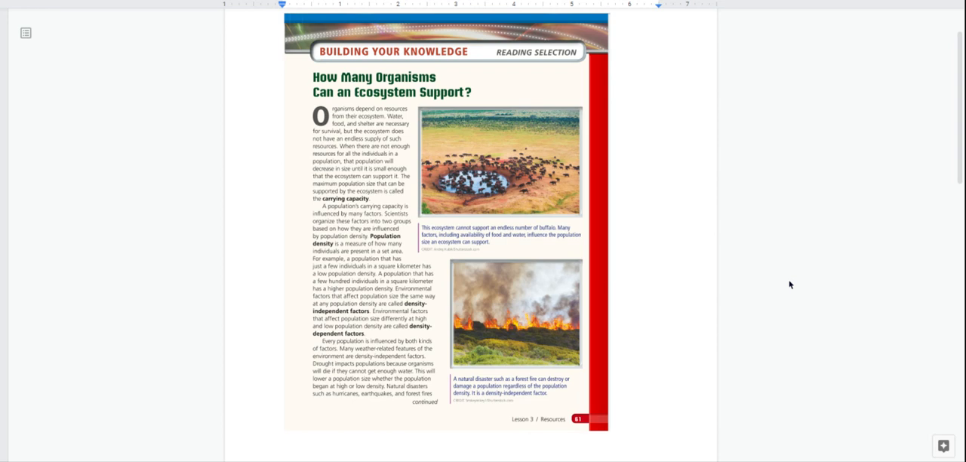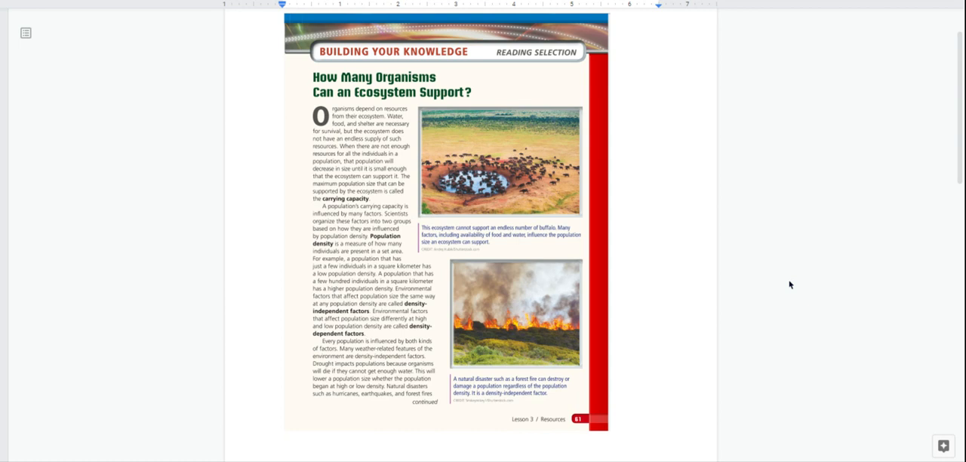Organisms depend on resources from their ecosystem. Water, food, and shelter are necessary for survival, but the ecosystem does not have an endless supply of such resources. When there are not enough resources for all the individuals in a population, that population will decrease in size until it is small enough that the ecosystem can support it. The maximum population size that can be supported by the ecosystem is called the carrying capacity.